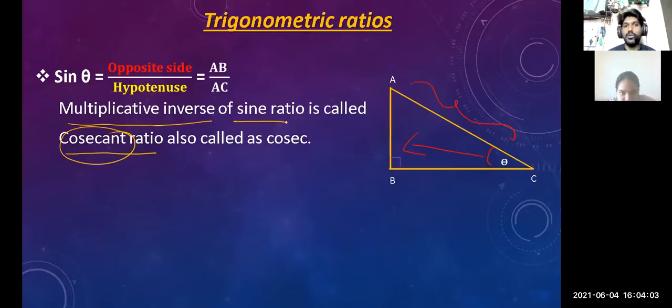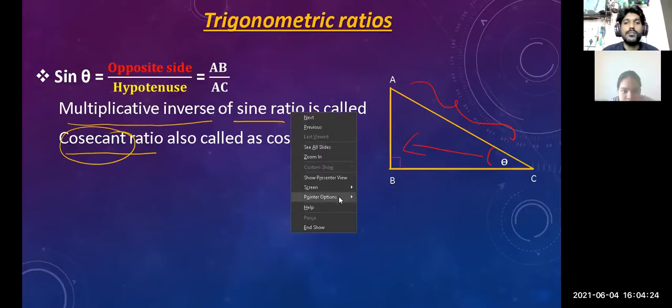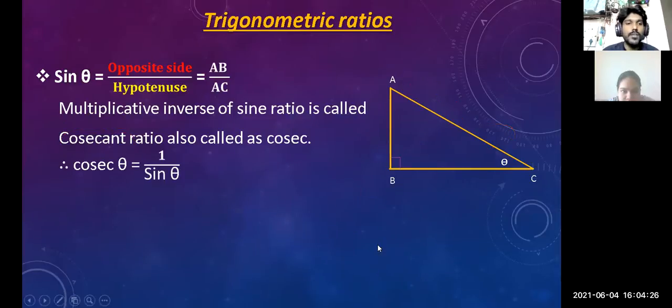You can say it the other way around also, that the multiplicative inverse of cosec is sine. This is the same as saying that the reciprocal of sine is cosec and the reciprocal of cosec is sine. Is this clear? I hope no confusion here. So you know this, cosec theta is equal to 1 upon sine theta, or this can also be written as sine theta is equal to 1 upon cosec theta.